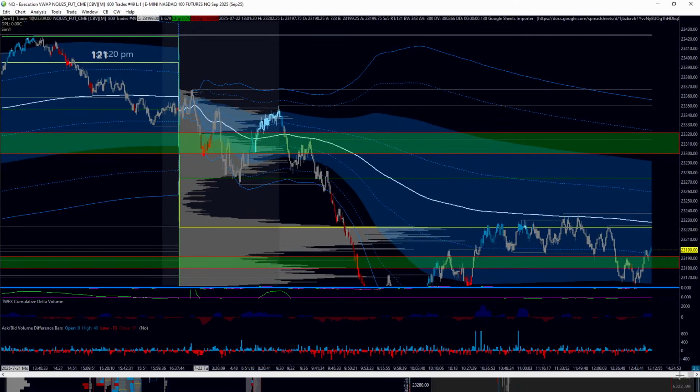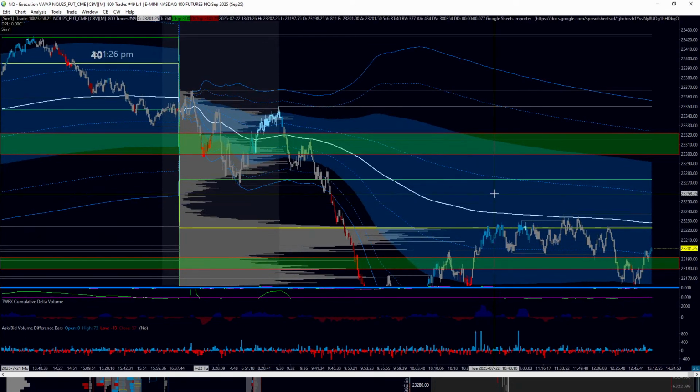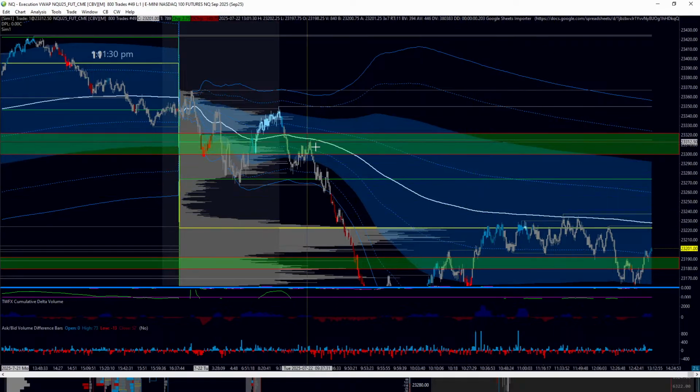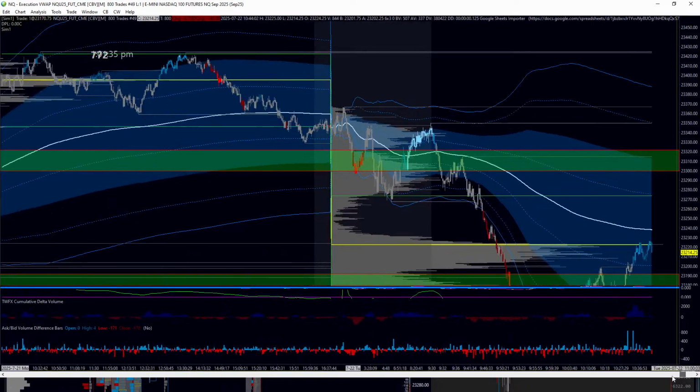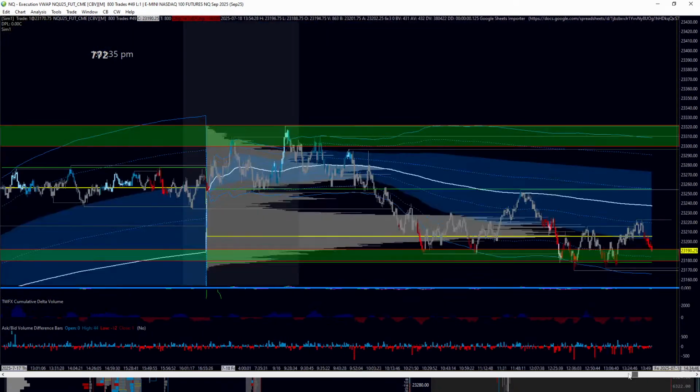So if I show you my VWAP study, so this is a VWAP. Next week I'm going to talk about VWAPs. So this is a VWAP with standard deviations. This white line is your VWAP, and these are your standard deviations of that VWAP. So we're going to talk about that next week. Don't worry about it for now. It's just going to get confusing.